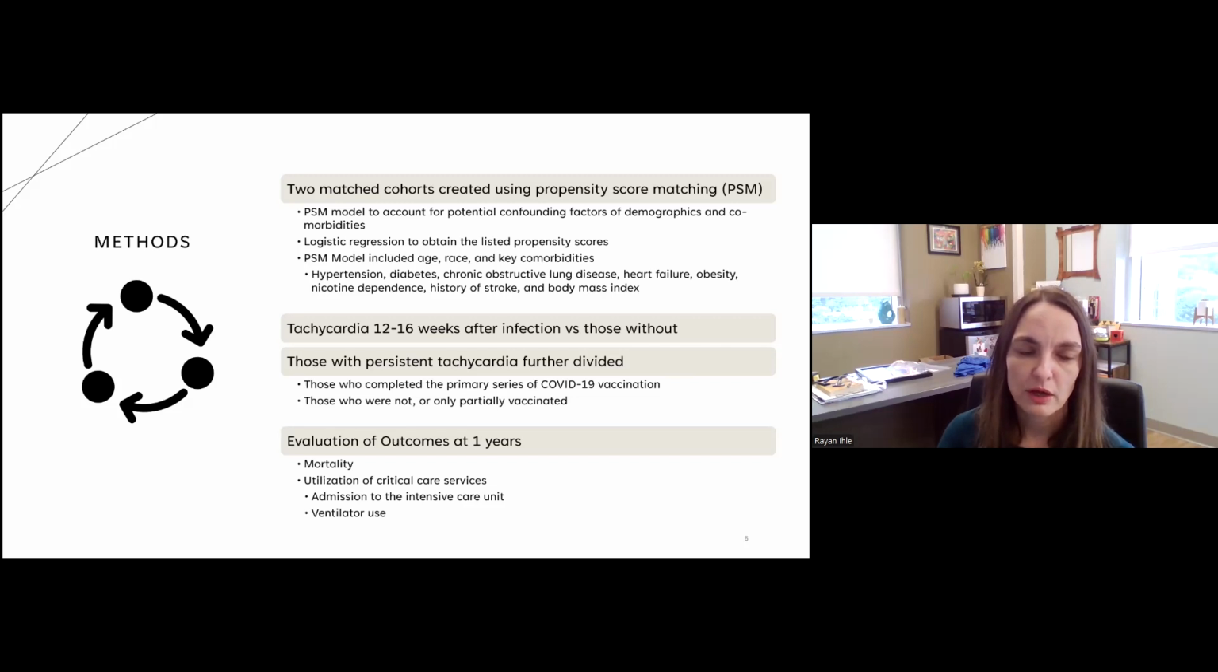We had a cohort of patients with tachycardia 3 to 4 months after infection, and those without. And then again, those were further subdivided in the tachycardia group for those that had a primary series of COVID-19 vaccination and those who were not vaccinated at all or only partially vaccinated. Again, that was defined as 2 doses of Pfizer or Moderna vaccinations or 1 dose of Johnson & Johnson, Janssen, Novavax, or AstraZeneca. We then looked at outcomes at 1 year following that diagnosis. We looked at mortality and utilization of critical care resources, including admission to the intensive care unit and ventilator use.